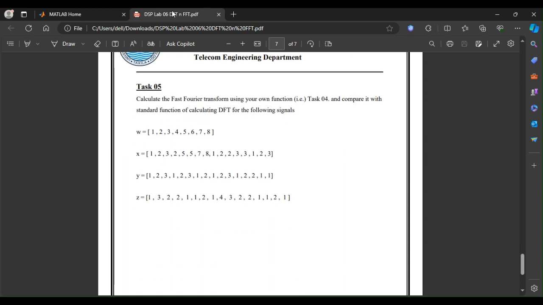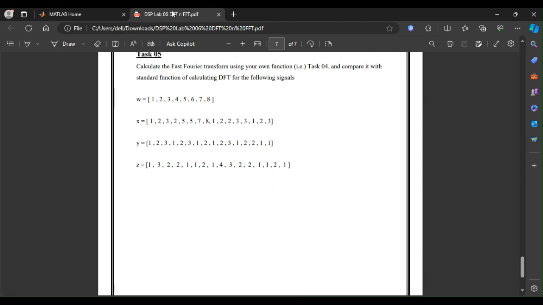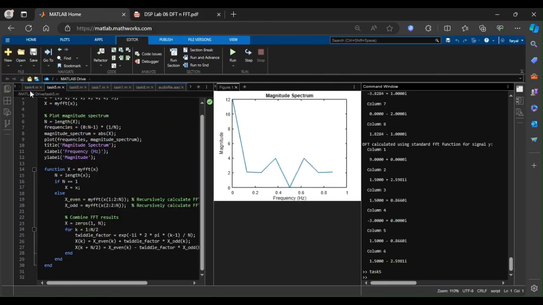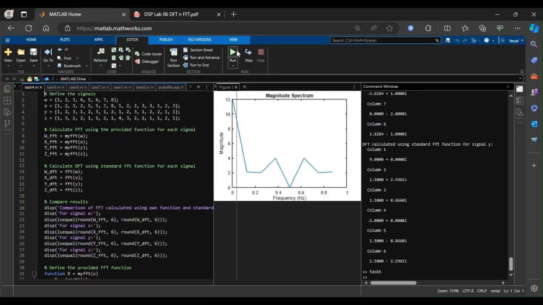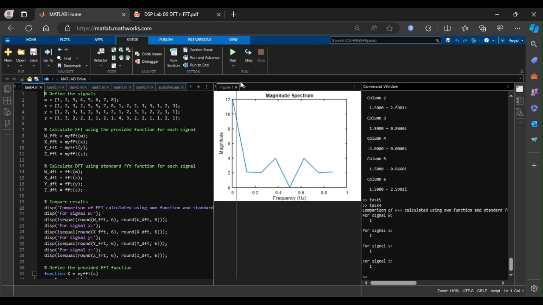Compare it with a standard function calculating DFT for the following signals. Now here is the output to our task 5. In order to compare the fast Fourier transform using our own function with a standard function for calculating DFT for the given signals W, X, Y, and Z, we calculate the FFT using our own function for each signal, and then we calculate the DFT using the MATLAB standard FFT function for each signal and compare the result.